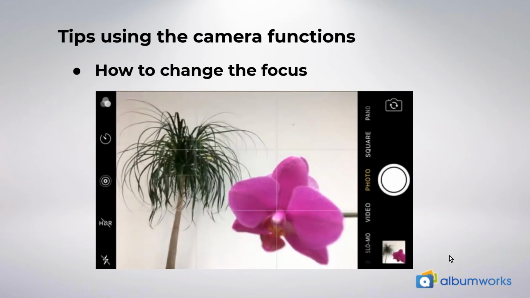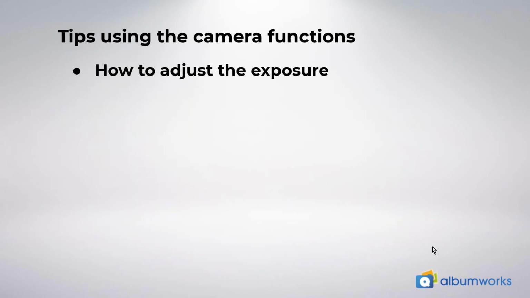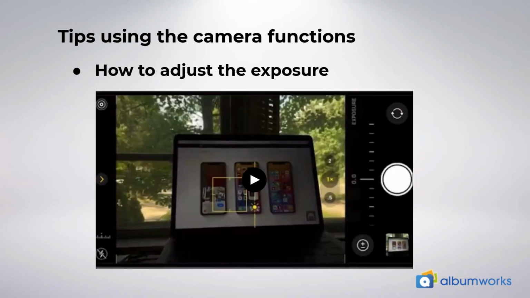The next function is exposure. Exposure refers to how much light is in your photo. So the more light, the brighter your photo will appear, and vice versa. Again, your camera will automatically determine what the best exposure is for your photo. So most of the time, you don't need to do anything. But there may be some cases where you might want to increase or decrease the exposure.